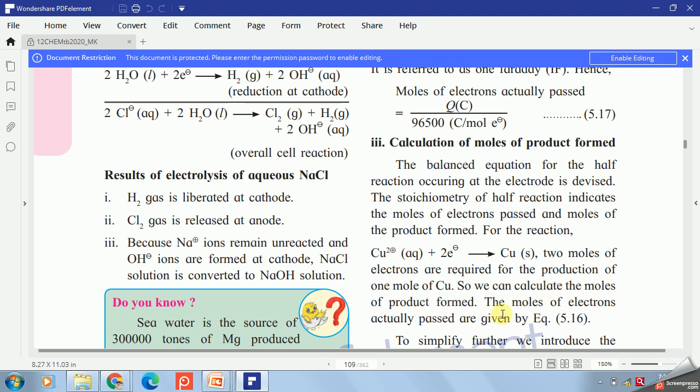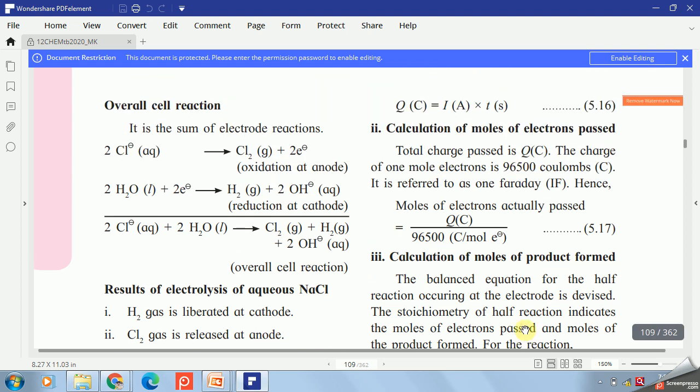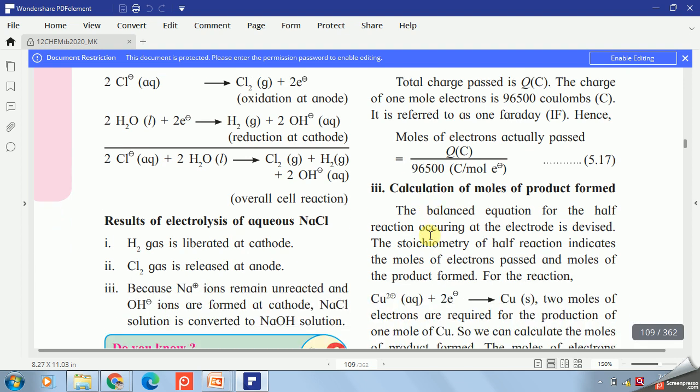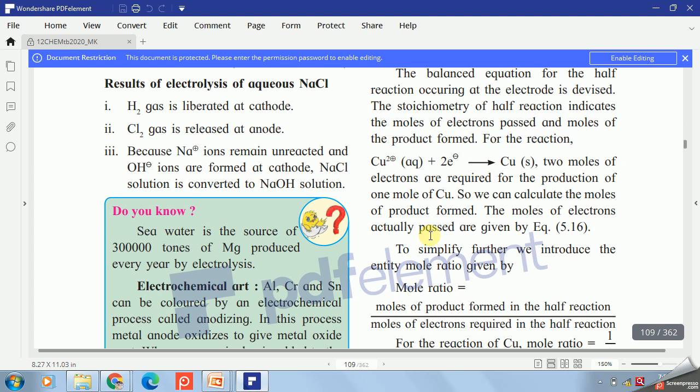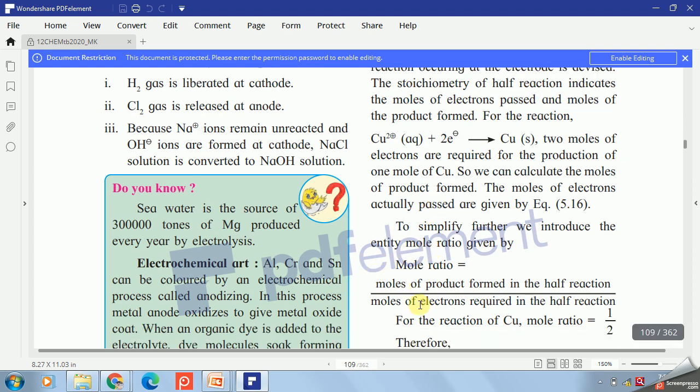So we can calculate the moles of product formed by using the previous formula. The moles of electrons actually passed are given by equation 5.16, that is Q is equal to I into t. To simplify further, we introduce another formula that is called the mole ratio. And what is that? Moles of product formed in the half reaction divided by moles of electrons required in the half reaction. So in this equation, 1 mole of copper solid is formed, so in the numerator there is 1, and how many moles of electrons are required in this half reaction? It is 2. So what is the mole ratio? It is 1 by 2, or 1/2.